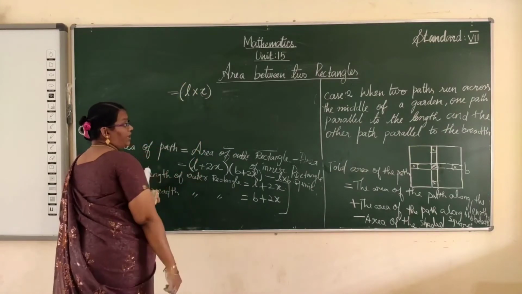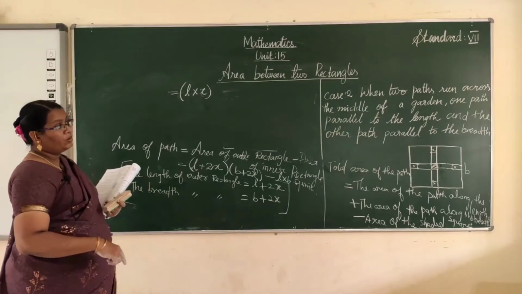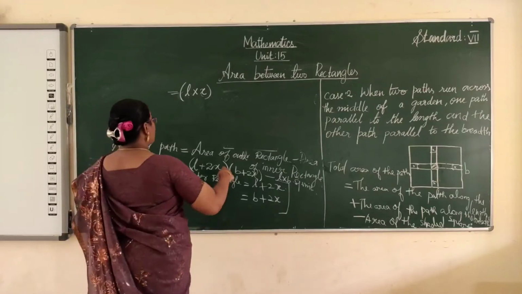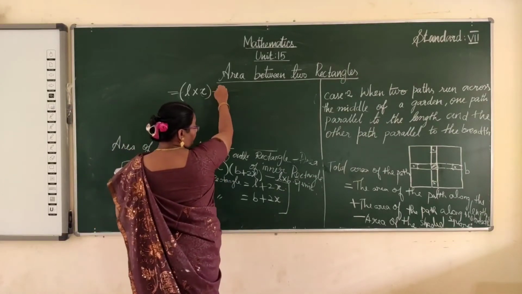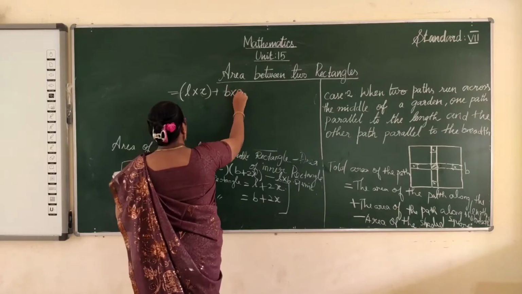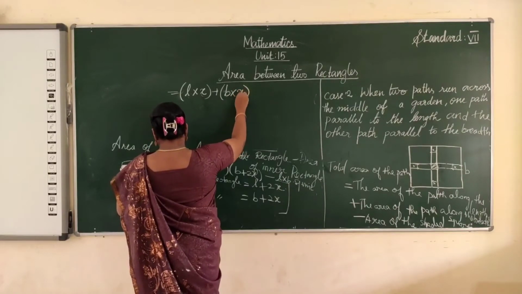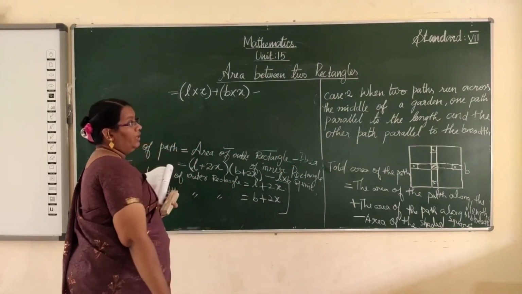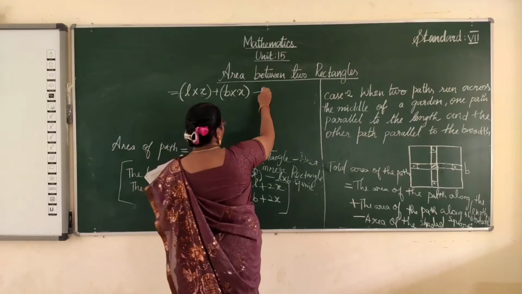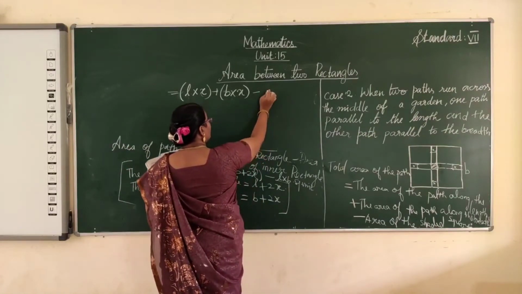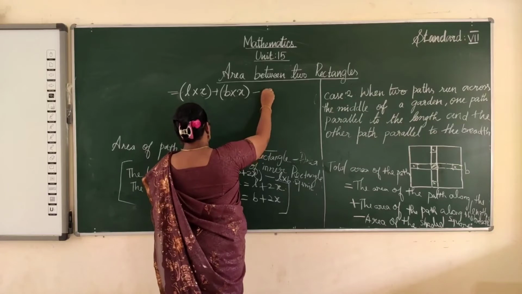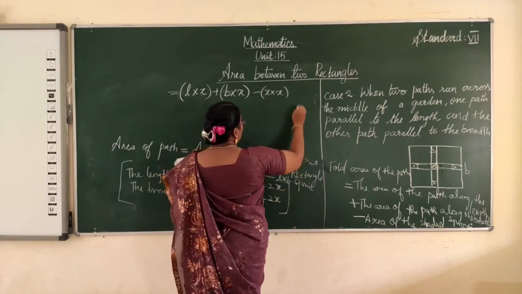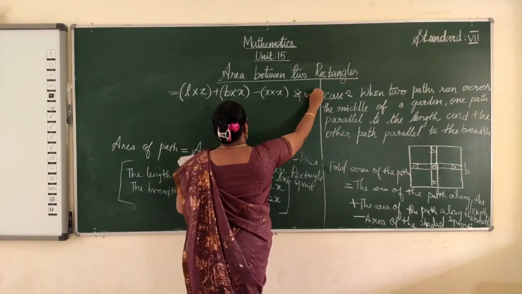Here plus, carefully write, because both are parallel lines. So L into X, plus breadth B into X, minus the center portion, which is a square, so X into X. The area of the square is X into X square units.